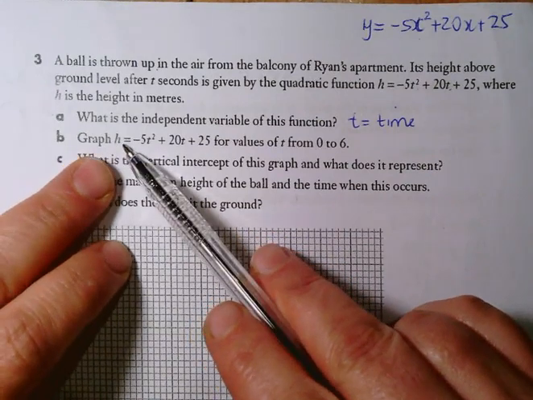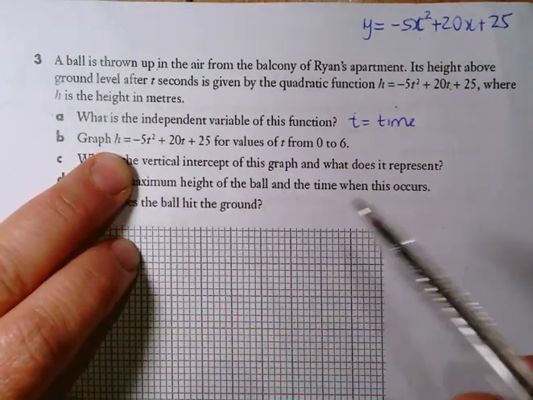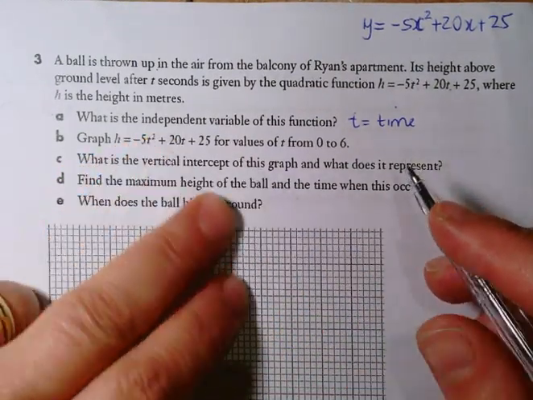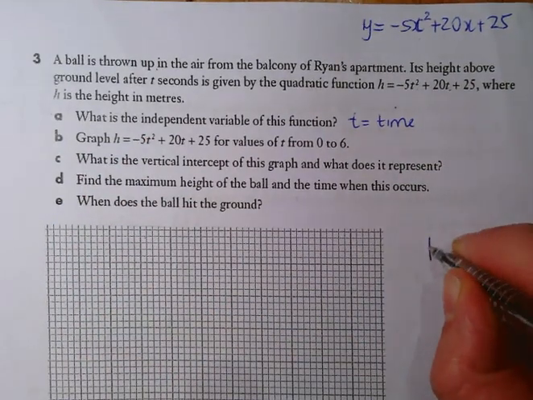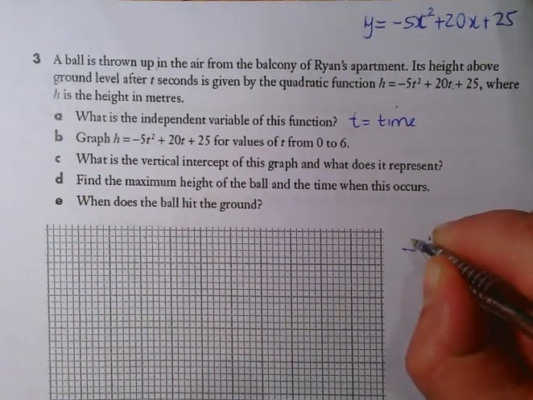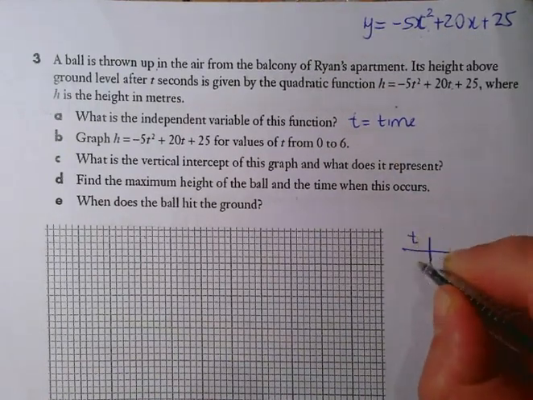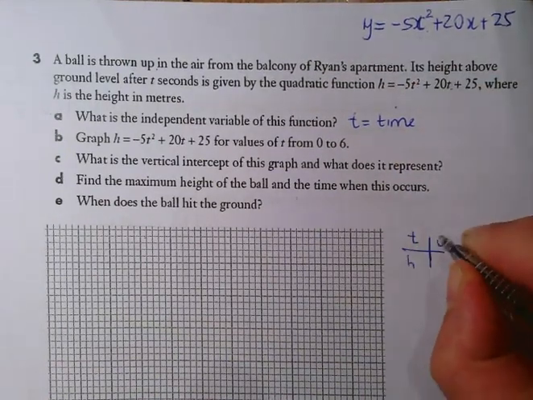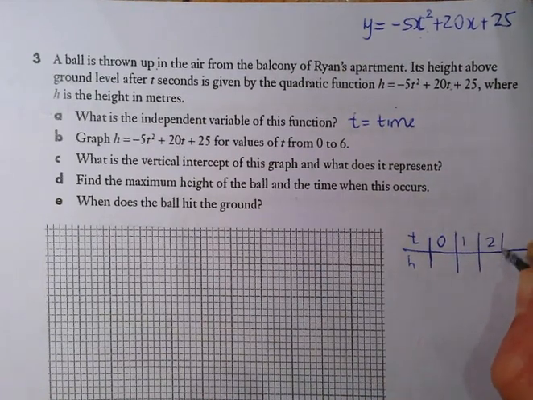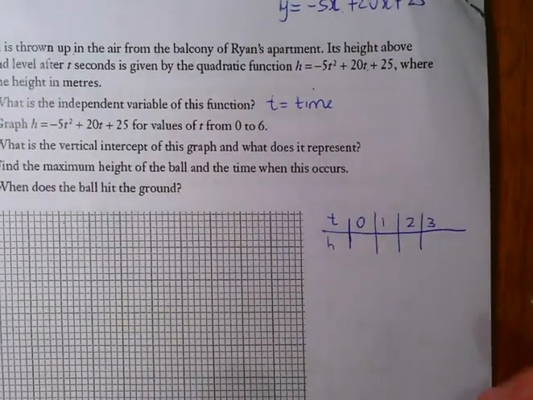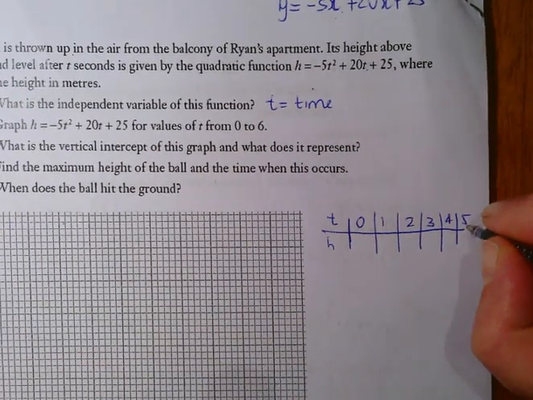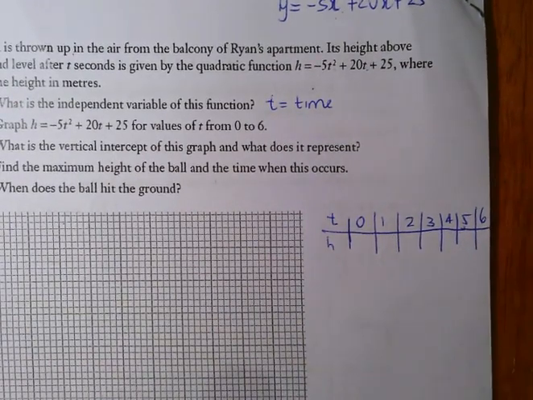Now they're saying to graph h equals -5t squared plus 20t plus 25 for values of t from 0 to 6. I'm just going to do a table of values here. Normally it's, like I said, x and y. We're using t and h. So we've got 0, 1, 2, 3, 4, 5, can barely fit this, and 6.